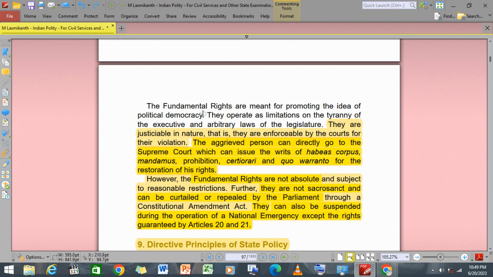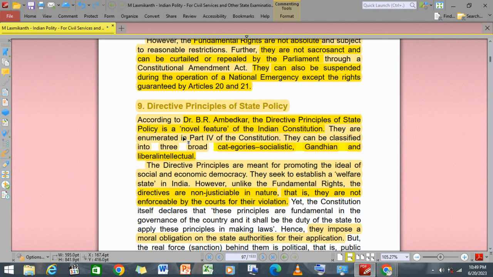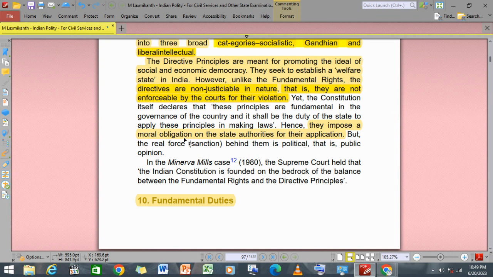Fundamental rights are promoting the idea of democracy, the limitation of tyranny. All right, they are justiciable in nature, while they are enforceable by the court for their violation. So, if their violation took place, you can move to court. But in DPSP, you cannot move to the court.